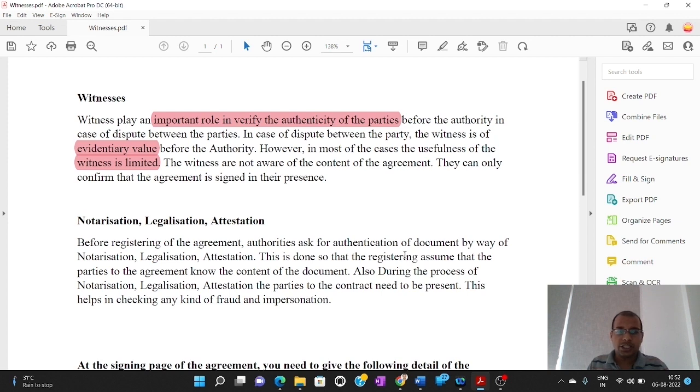Witnesses. Witnesses often play an important role in case of dispute between the parties. Basically, they verify before the authority that the agreement was signed between the parties and that the witnesses witnessed the signing of the agreement. However, their evidential value is limited before the authority because they are not aware of the content in the agreement. They are only aware that the agreement was signed between the parties. They can only confirm that the agreement was signed in their presence. They don't confirm the content of the agreement as they were not aware of the content in most of the cases.